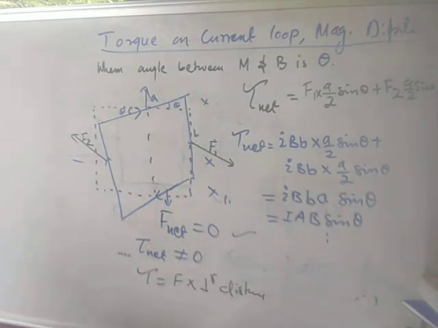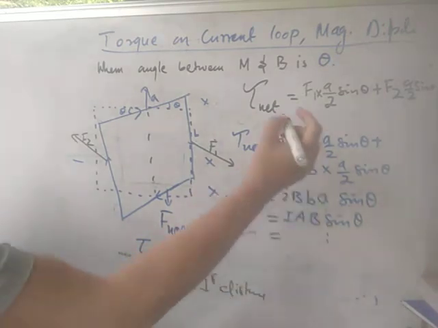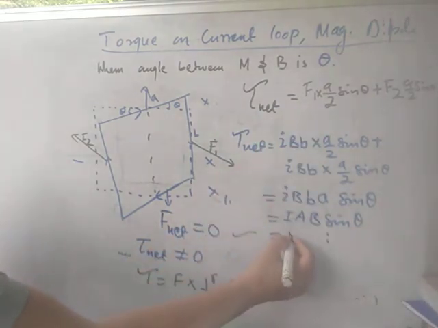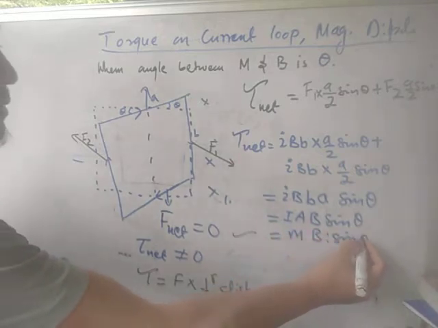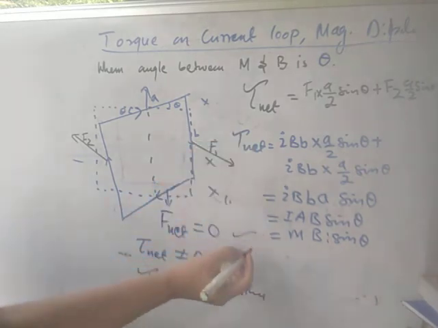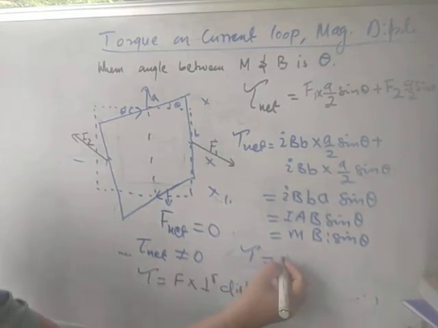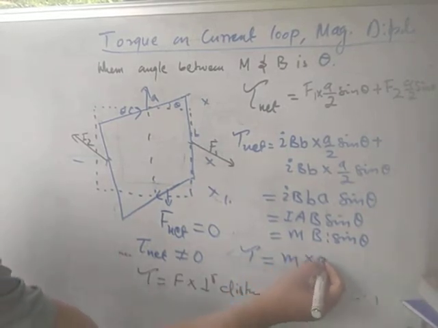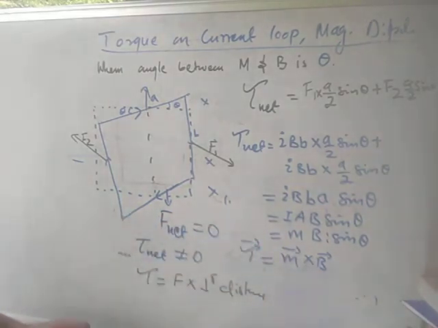So IBA sin theta, isn't it? You can also write IA as the magnetic moment, so M B sin theta, clear? Also you can write the net torque equals M cross B. This is sin theta, so the cross is there, isn't it?